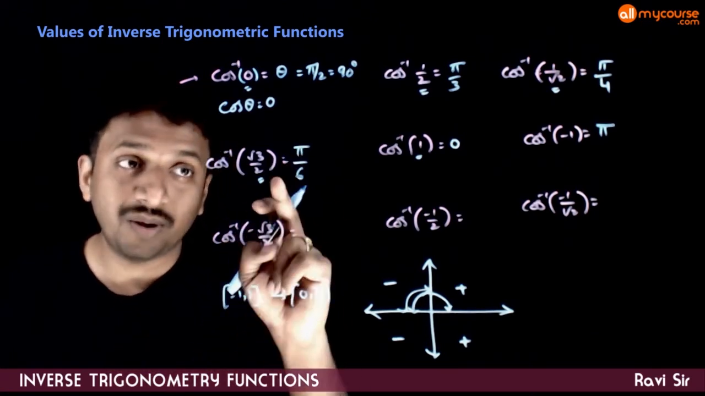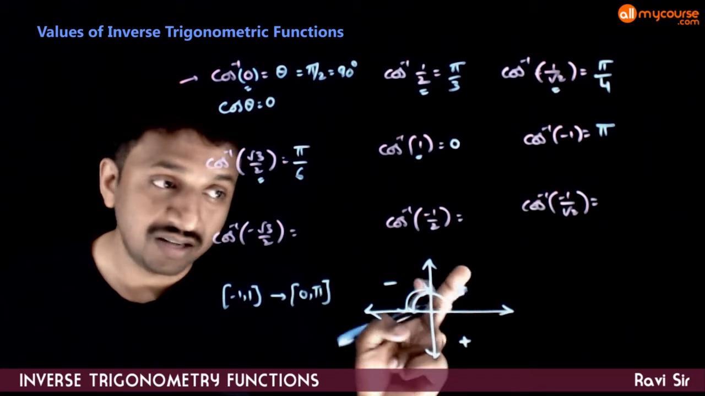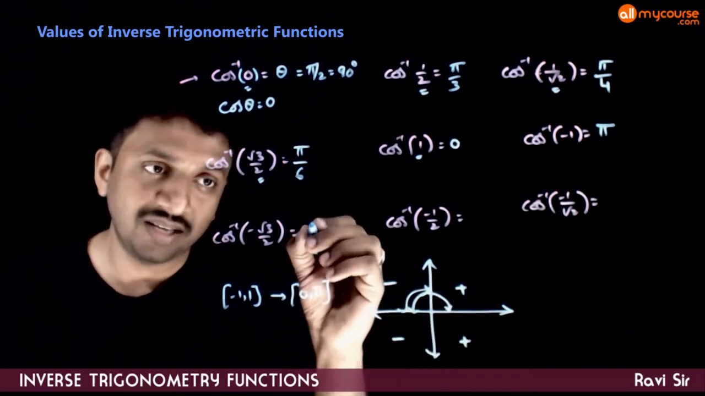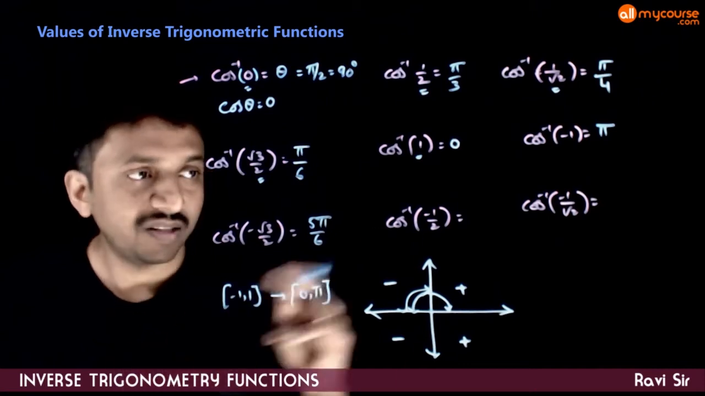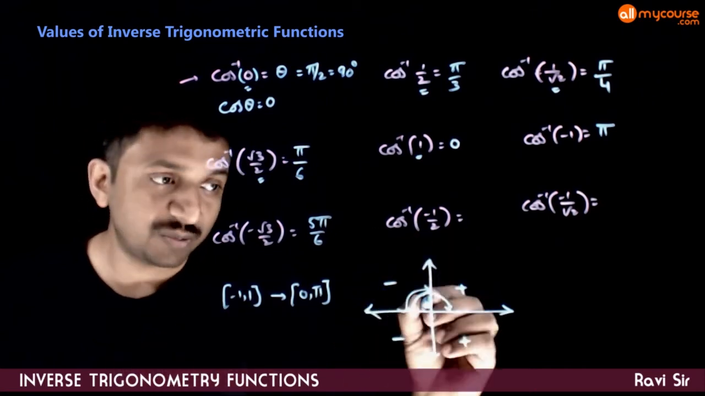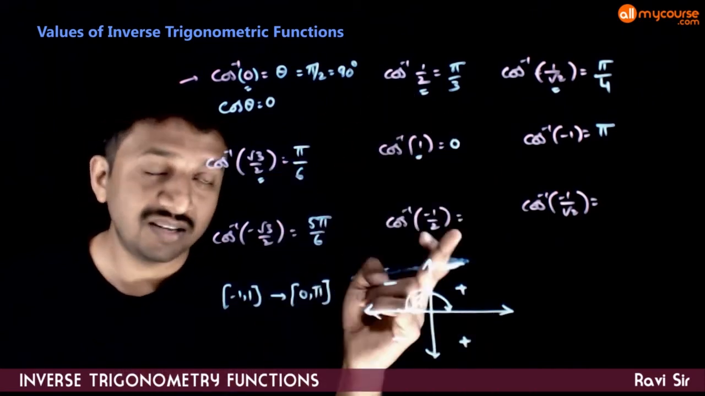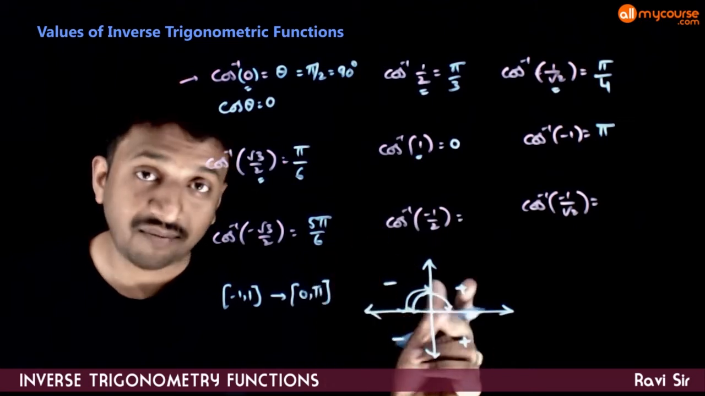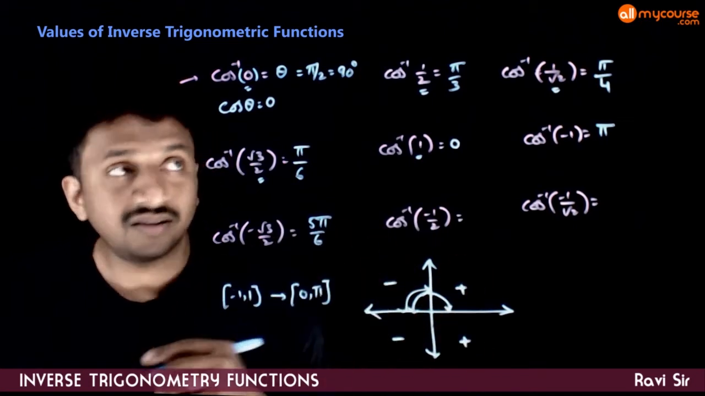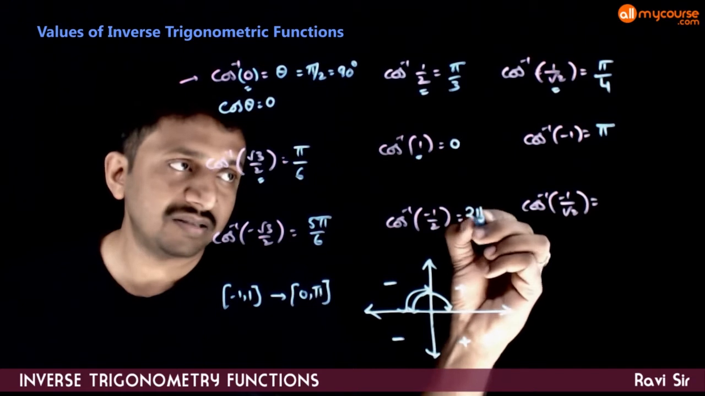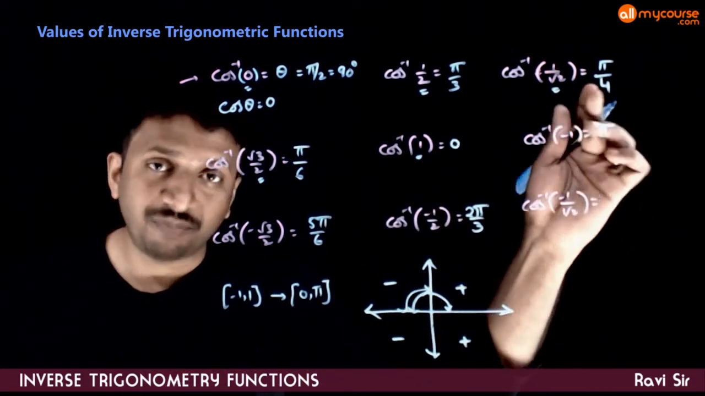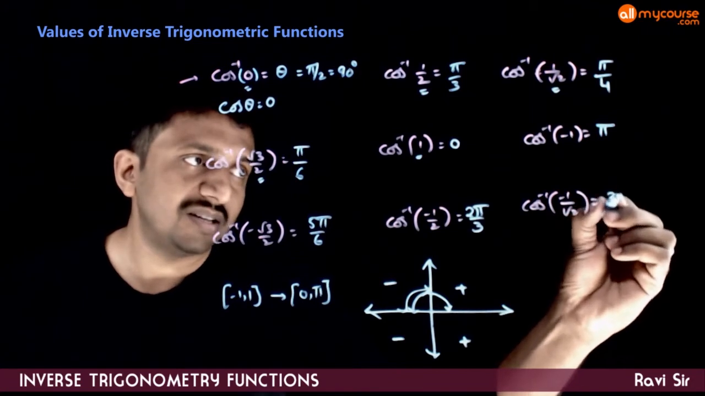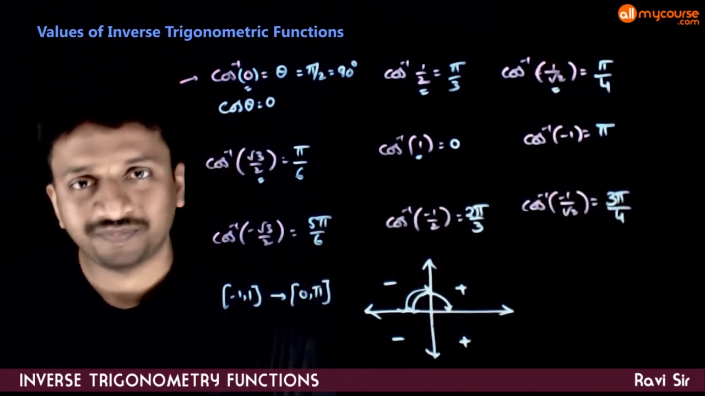So plus root 3 by 2 corresponds to pi by 6. So you have an allied angle here. Pi minus pi by 6 is 5 pi by 6. Minus half. Corresponding to half, you have 60 degrees. Corresponding to minus half, you have an allied angle in the second quadrant. Pi minus pi by 3 is 2 pi by 3. So here also you have pi minus pi by 4 is 3 pi by 4.